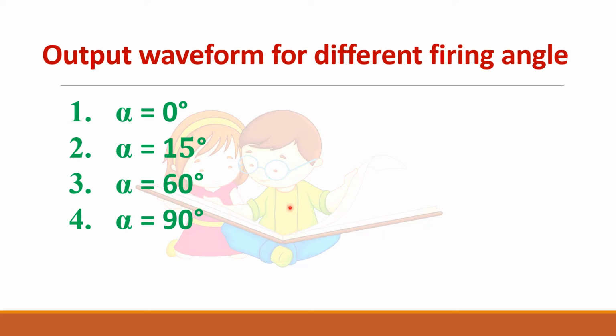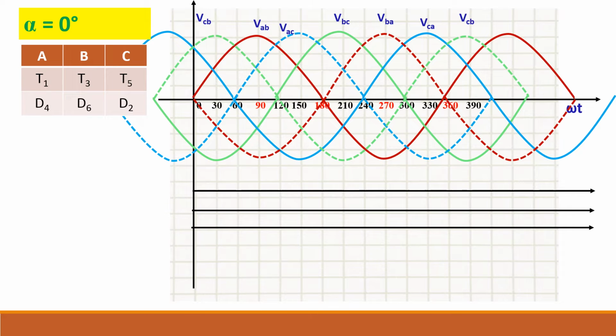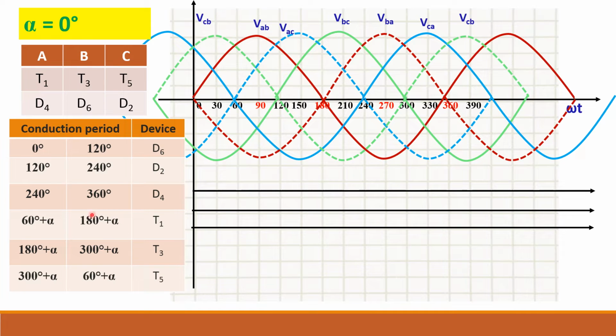Now let us analyze the circuit for different firing angles: alpha equal to 0, 15, 60 and 90 degrees. Let us consider the case of alpha equal to 0 degree. First, draw the line voltage waveform. If you don't know how to draw this waveform, you can refer to the previous video where I explained clearly how to draw it. Then write down this conduction table, which gives you the conduction period for each and every device.